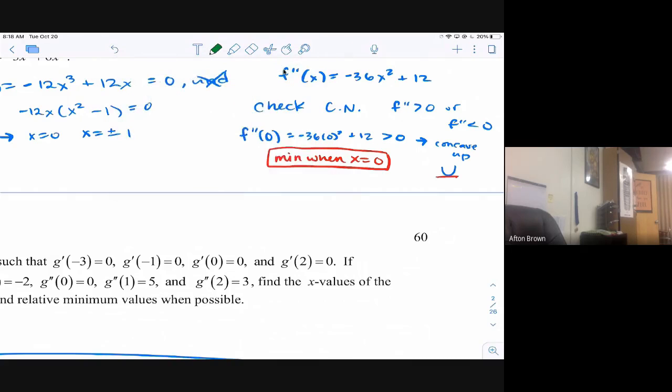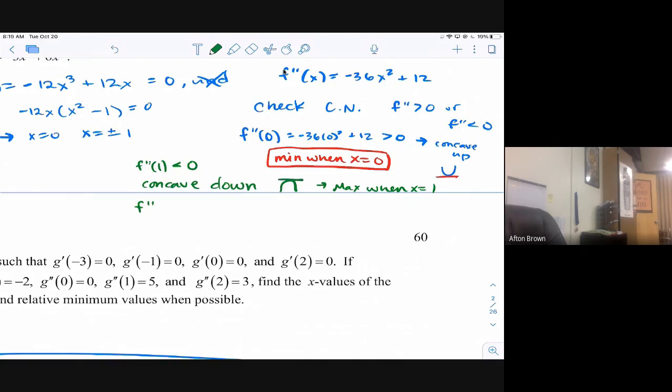Okay, let's check the other ones. The other critical number was 1. If you were to plug 1 in for x, would this be a positive or a negative value? Negative. So all you have to show is f double prime at 1 is less than 0, which is great, but your notation really, really matters. Make sure you're saying f double prime at 1 is less than 0. Is that concave up or concave down? Down. So if it's concave down, just remind yourself, draw a little picture. If it's concave down and the derivative was 0, then what do we conclude? The max. So we have a max when x is 1.